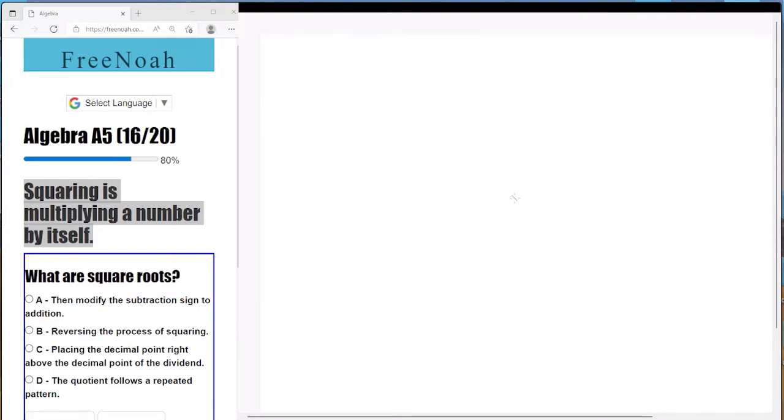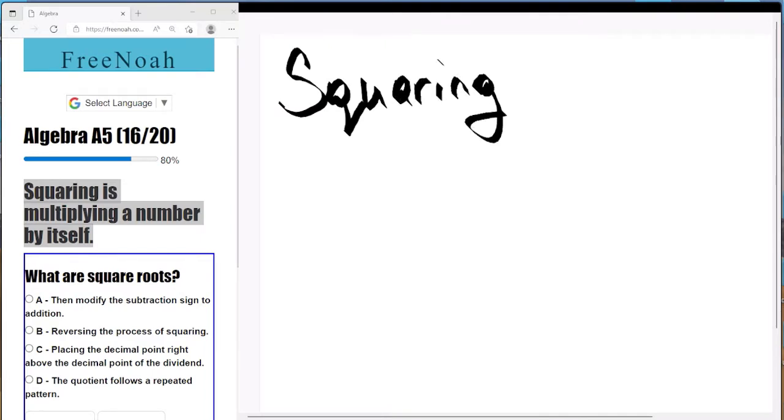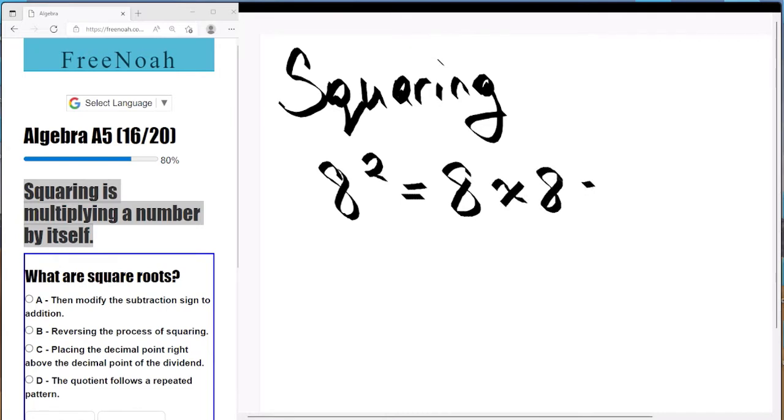Let's give you another example here. We're not going to use 10 as a base. This time we're going to use 8 as a base, just so you can understand. When you square a base, you basically have an exponent of 2. So 8 squared is the same as saying 8 to the second power, or 8 times 8. You're basically taking the base and multiplying it by itself. And 8 times 8 is equal to 64.